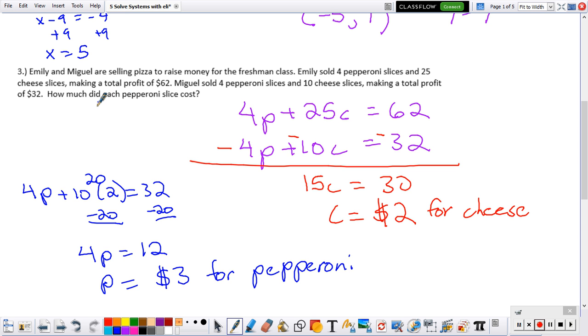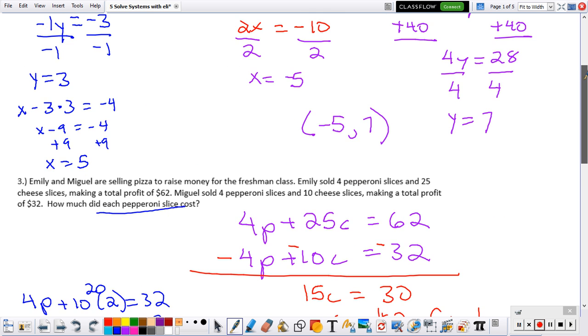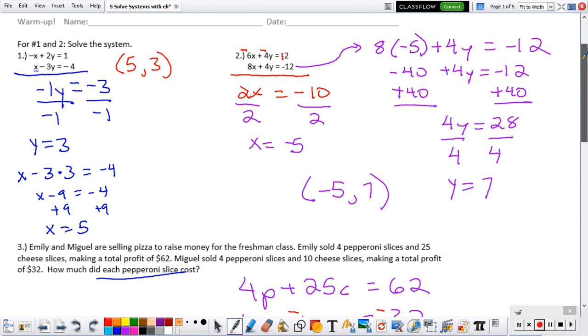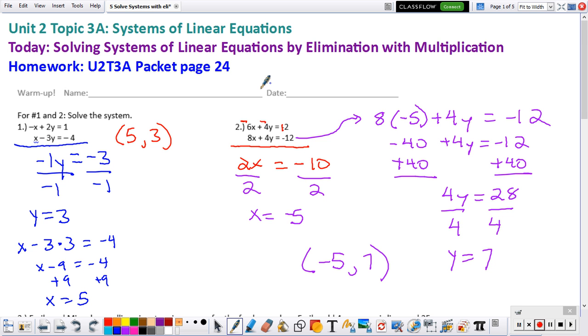pepperoni slice cost. Now, I want to point out all three of these equations we solved using elimination. And what made it easy is that we already started with the same coefficients on either x or y. And number one was super easy because they were already opposites. Today we're going to look at what you do if they are not already the same.